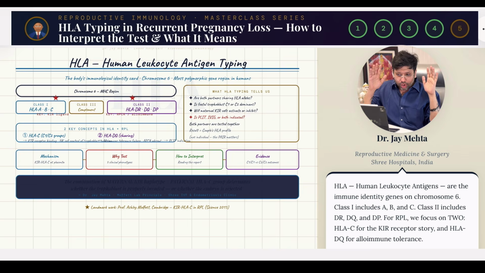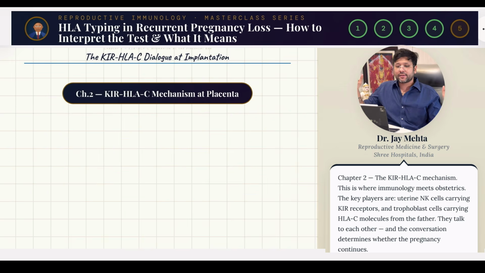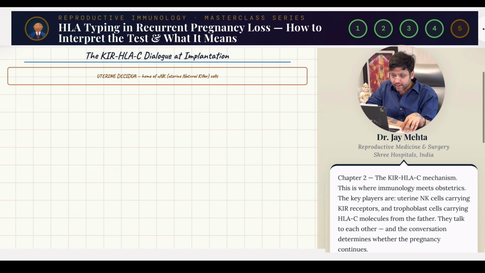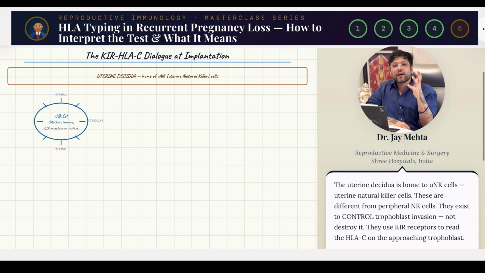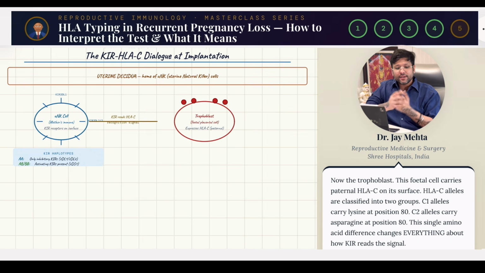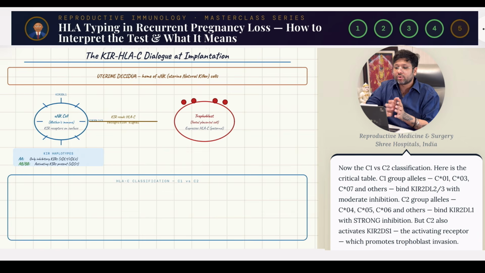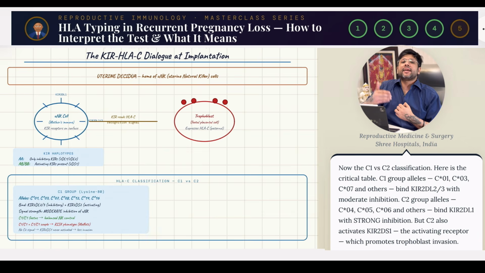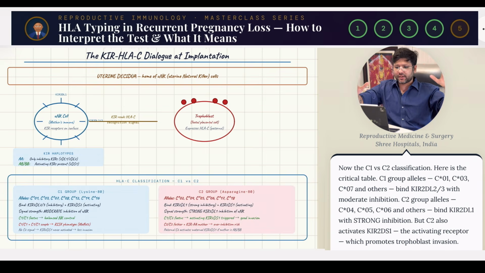These two are the only things which you need to understand because they are heavily involved in the acceptance of the embryo in the human body. How? Remember, in the uterine decidua, there are uterine natural killer cells. These uterine natural killer cells go to the embryo, which is presenting HLA-C, through their KIR receptors. Just remember these two things.